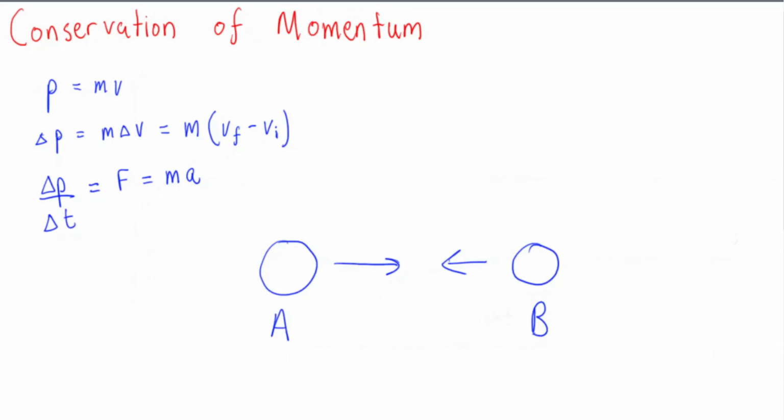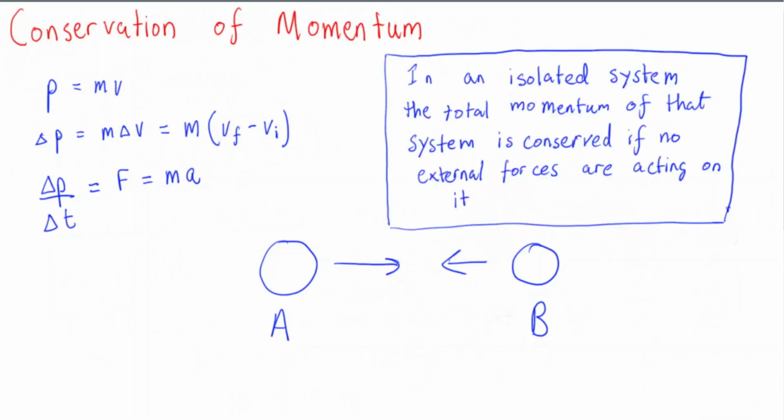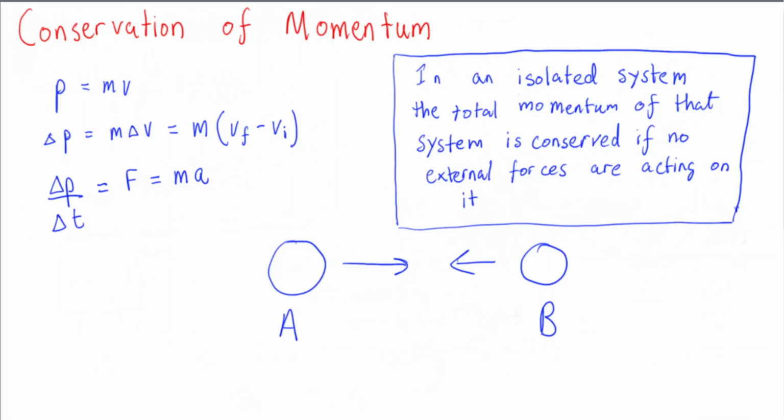So let's look at the definition for the law of the conservation of momentum, and I'll bring that up on my screen now. The law of the conservation of momentum states that in an isolated system, the total momentum of that system is conserved if there's no external forces acting on it. So what does this mean in everyday language? Well, essentially, in a closed system, the sum of all the momentum before a collision is equal to the sum of all the momentum after a collision.